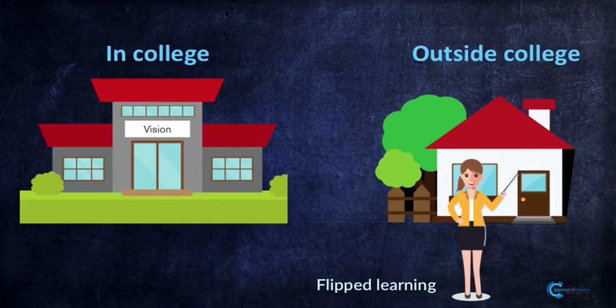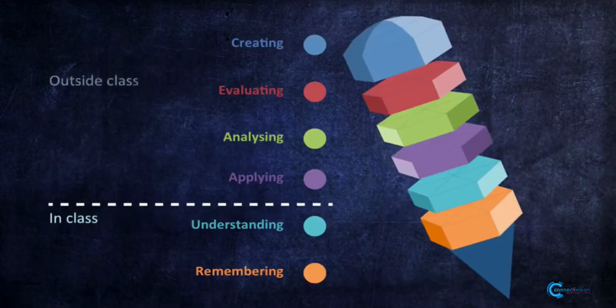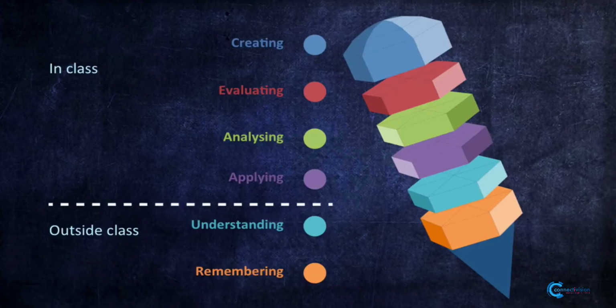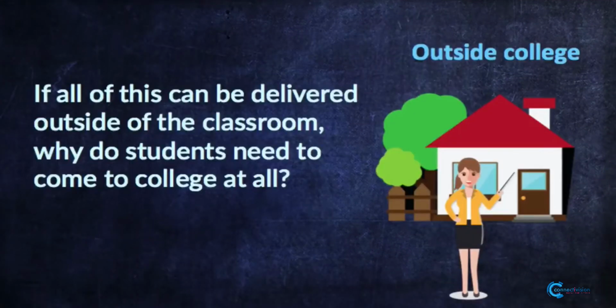Well, if you take the flipped learning model, you can take that stuff that's happening outside of college and the delivery of information can happen before the session itself. So you could be delivering that information before they come in, and then you can flip Bloom's taxonomy. So outside of the class you've got the remembering and the understanding, and in class you can start applying and analysing, evaluating and creating, all with the support of the tutor. Now the question is, if all of this stuff can be delivered outside of the classroom, then why do students need to come to college in the first place?